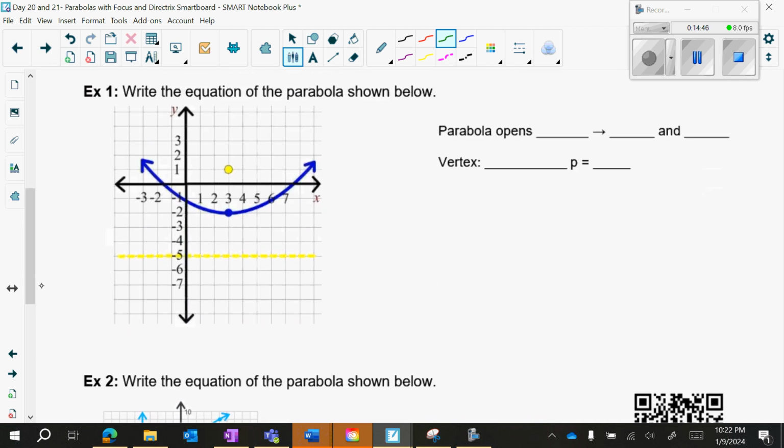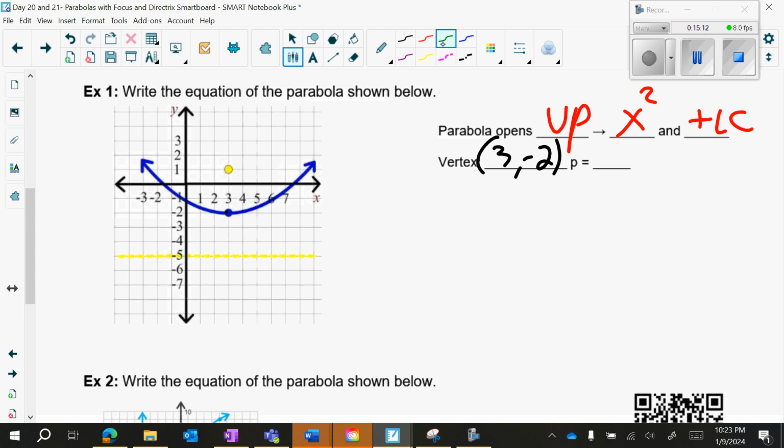Here we go. All right, so first ask yourself, does this parabola open up or down, right or left? So it opens up. So we want to say it opens up. And since it opens up or down, it's going to be x squared, and it's going to be a positive leading coefficient, okay? Because it opens up. Now, what is the value of the vertex? So go here. The value is 3, -2. Write that down. And then find the value of p.